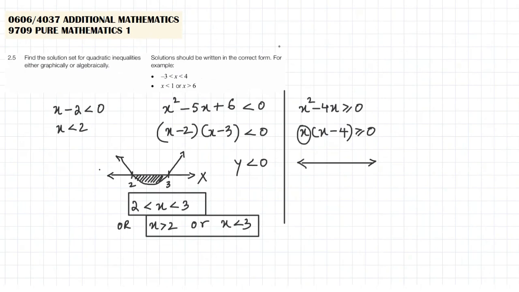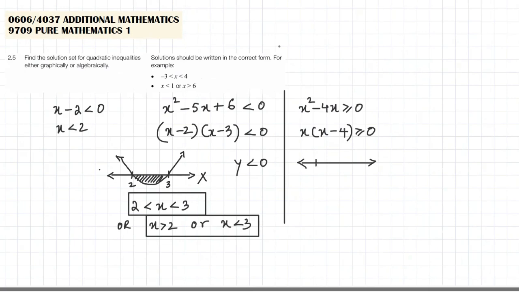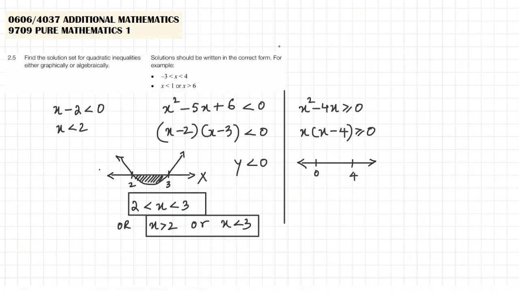So one of the factors is x, so the root is going to be 0. And the other factor is x minus 4, so the root will be 4. So you sketch a parabola and then decide. So these are the required regions. I hope you understand the reason.